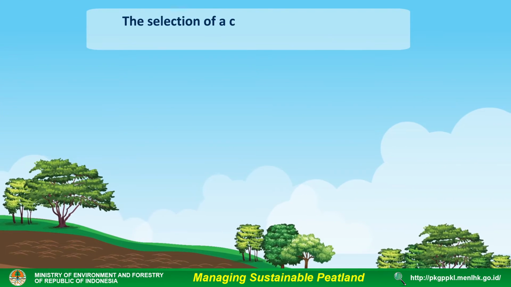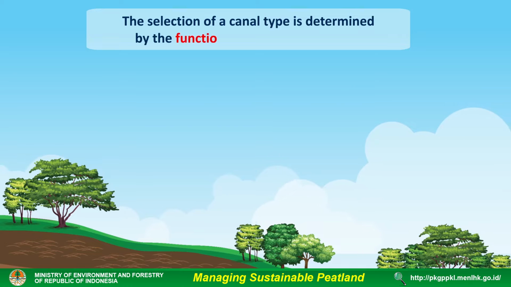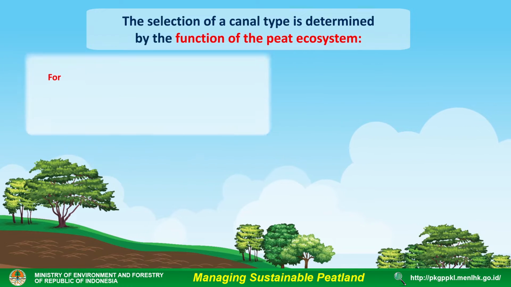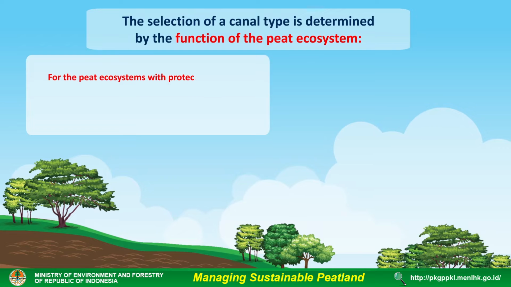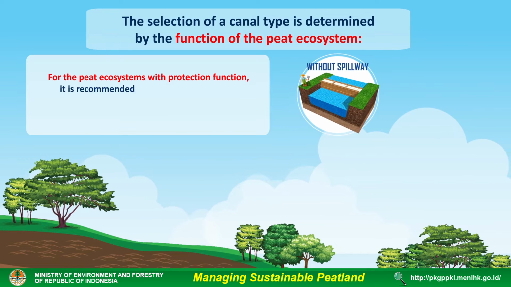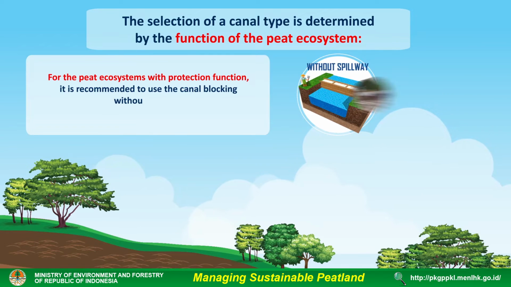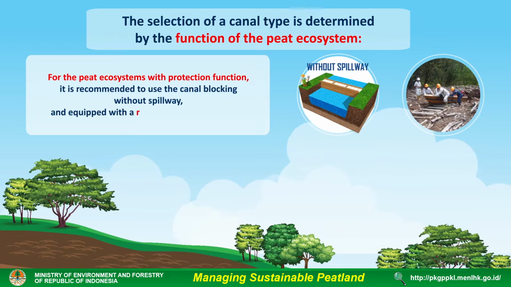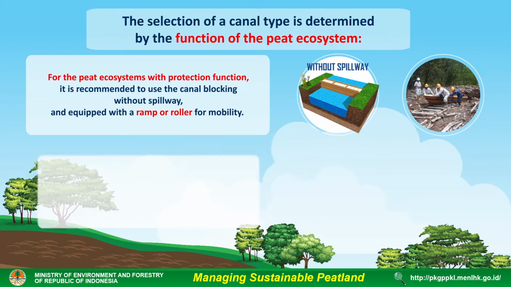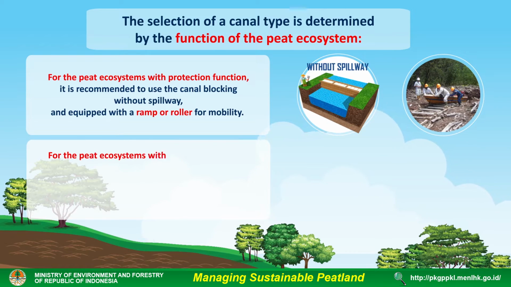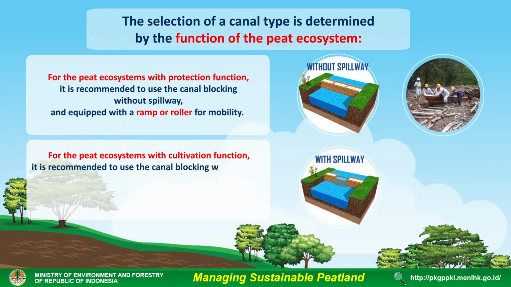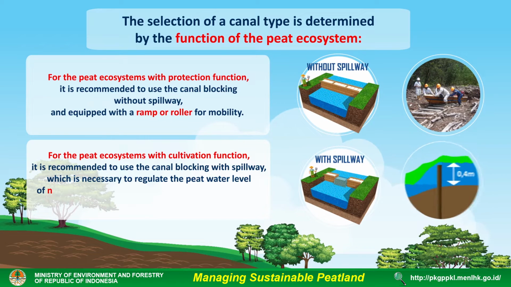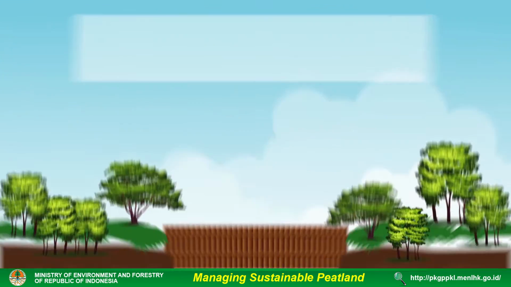Selection of a canal type is determined by the function of the peat ecosystem. For the peat ecosystems with protection function, it is recommended to use the canal blocking without spillway and equipped with a ramp or roller for mobility. For the peat ecosystems with cultivation function, it is recommended to use the canal blocking with spillway, which is necessary to regulate the peat water level so that it does not exceed 0.4 meter below the peat surface.